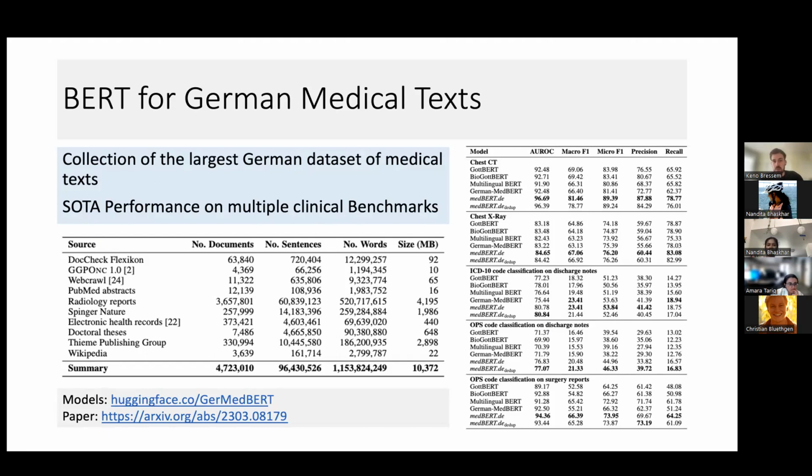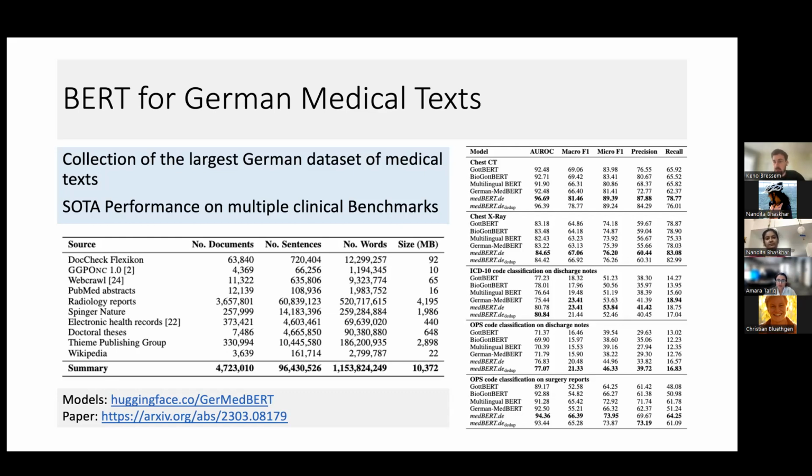So the most work went into collecting the data set of German medical texts. This was, for example, the whole database of the radiology department at Charité. This corresponds to roughly 4 GB of raw text. A lot of writing to publishers like Springer Nature or Thieme Publishing Group, which is a big medical publisher in Germany, doing web crawls, for example, crawling PubMed abstracts, crawling doctoral theses from a German repository, where actually every medical doctor from Charité publishes their thesis, and also including some wikis like Wikipedia or DocCheck Lexicon, which is basically a German medical Wikipedia.